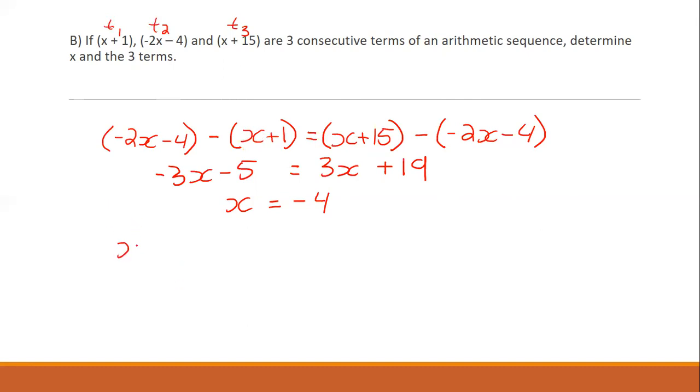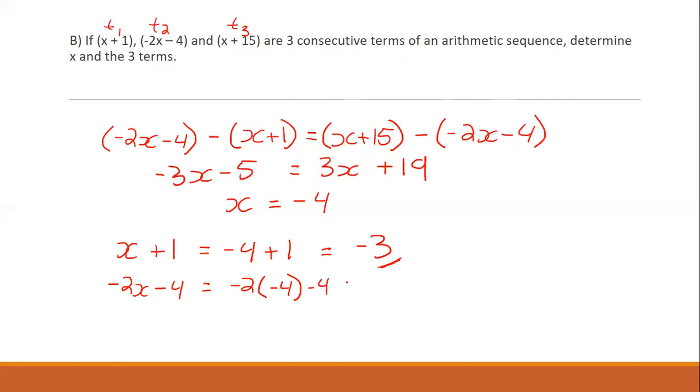So x plus 1, -4 plus 1, -3 is our first term. Our second term, -2x minus 4, -2 times -4, minus 4. Our second term is 4. And finally, x plus 15, -4 plus 15, and our last term is 11.